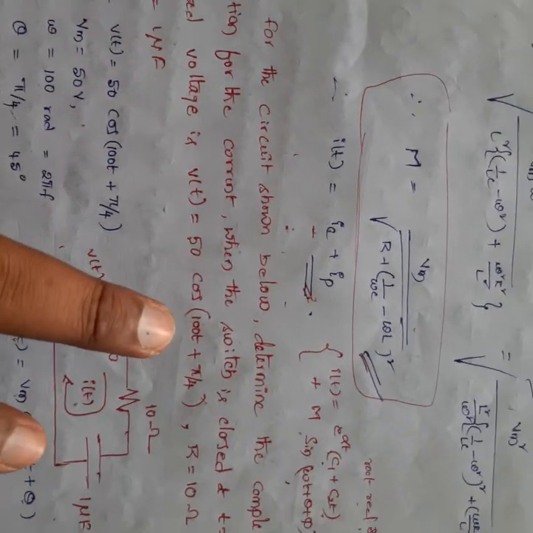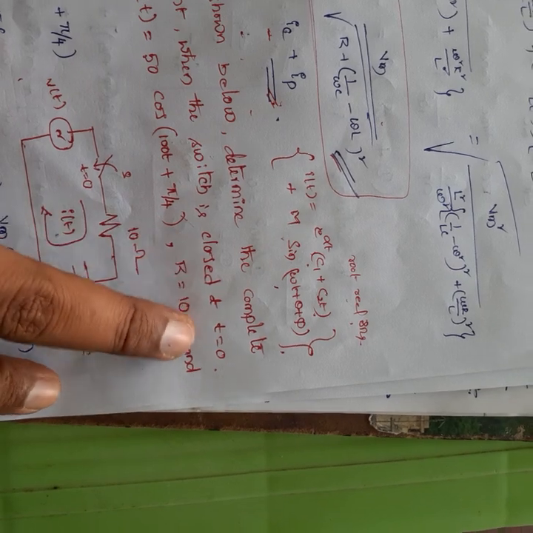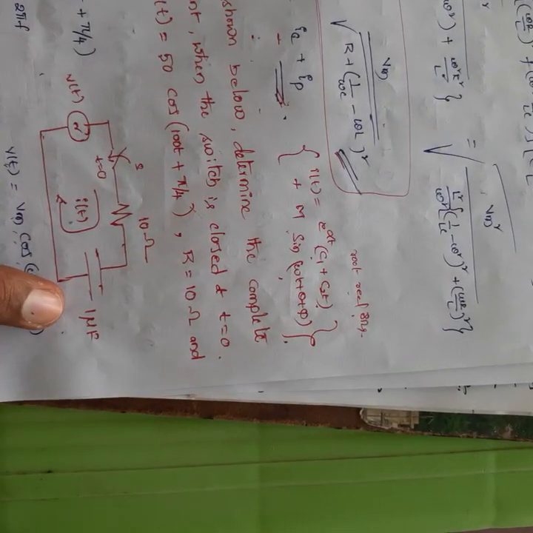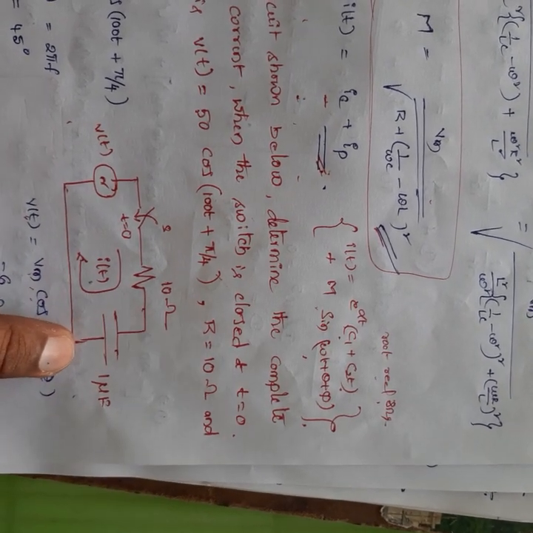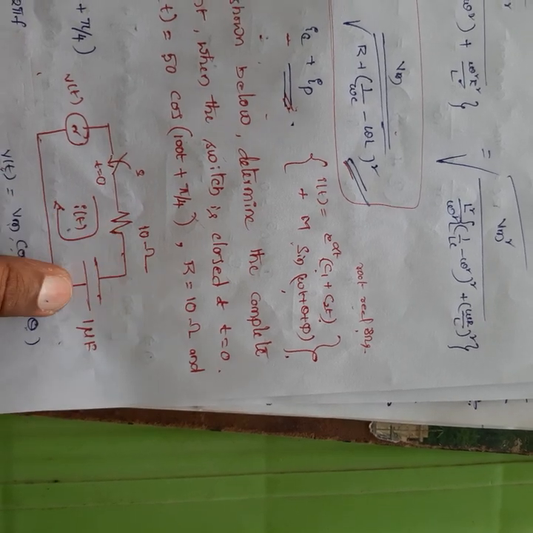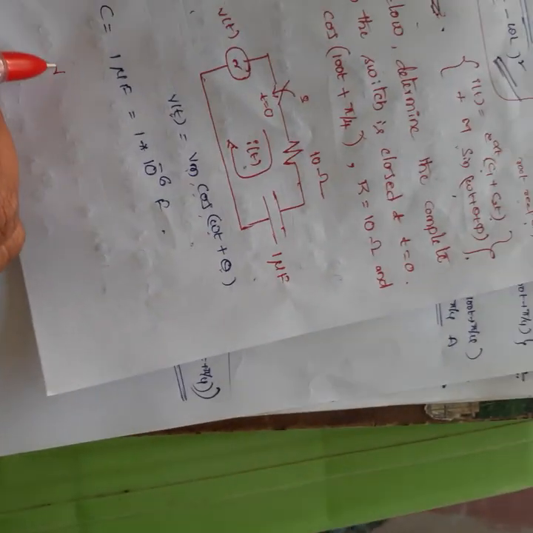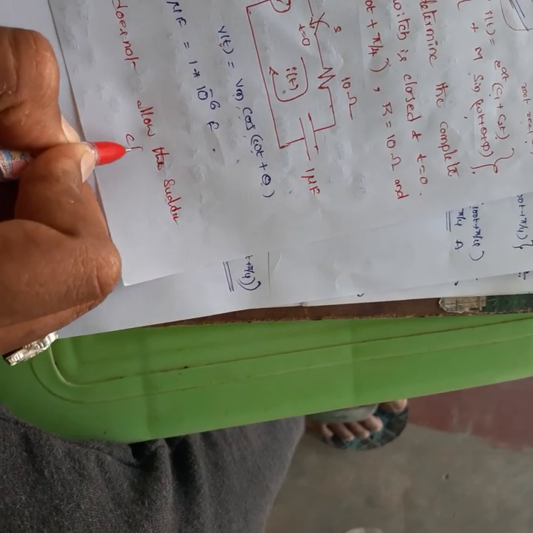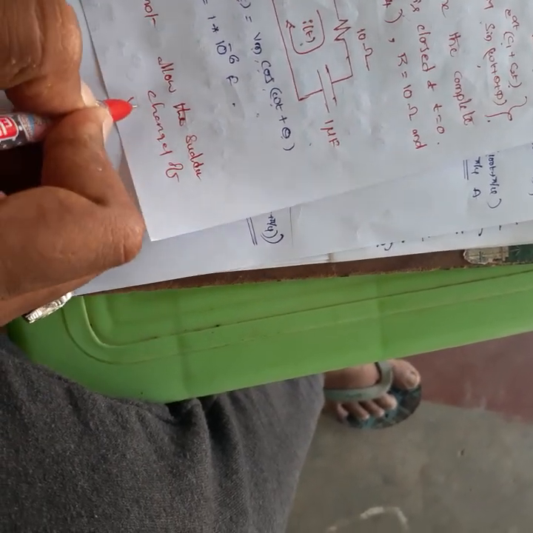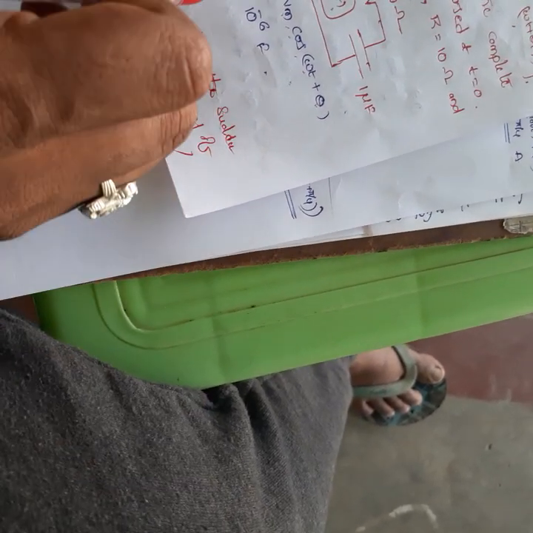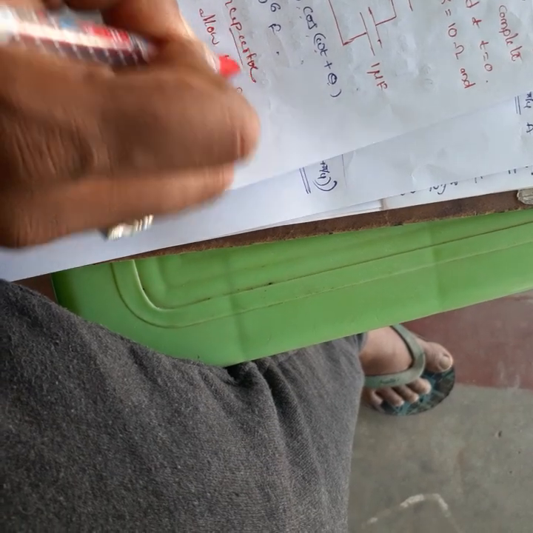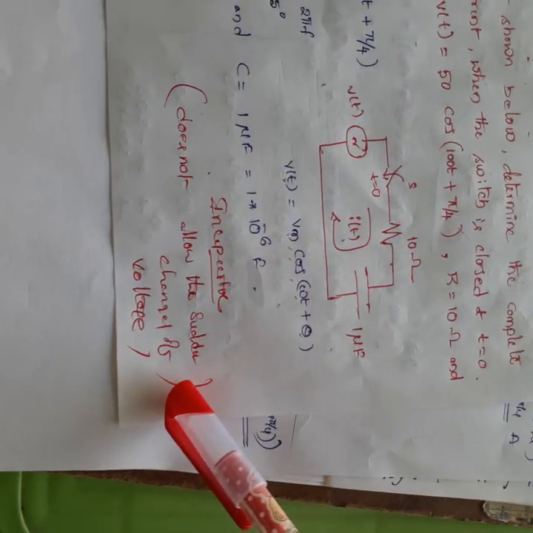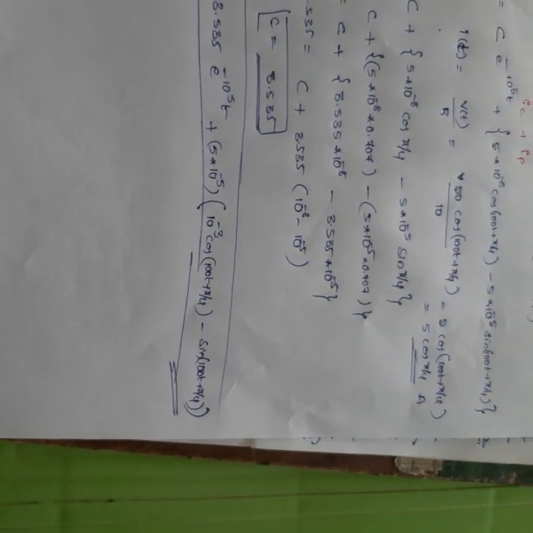But you can observe the question. In the question, the switch is closed at t equals 0. Under the t equals 0 condition, the capacitor accesses the initial conditions. It does not allow sudden changes of voltage in the capacitor, so that's why it acts as a short circuit.